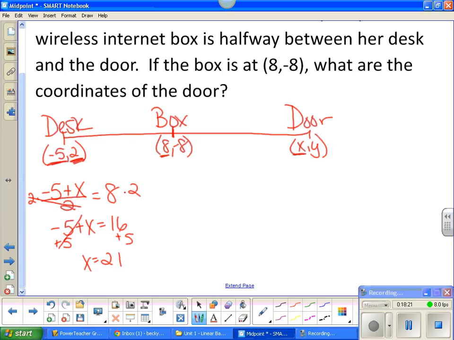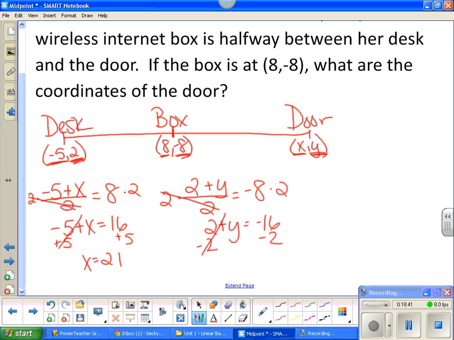So I should have y plus y divided by 2 should give me negative 8. So 2 plus y over 2 gives me a negative 8. Multiply both sides by 2. 2 plus y equals a negative 16. Subtract the 2. Gives me a negative 18. So the door is located at 21, negative 18.